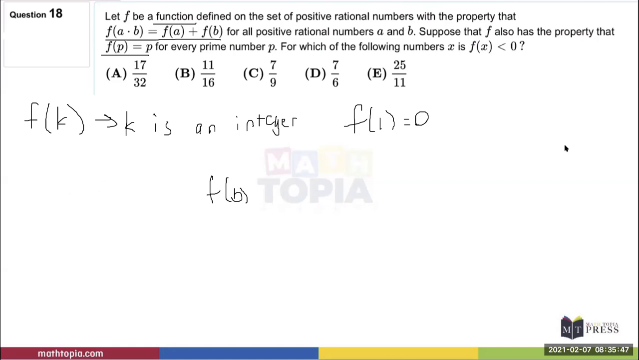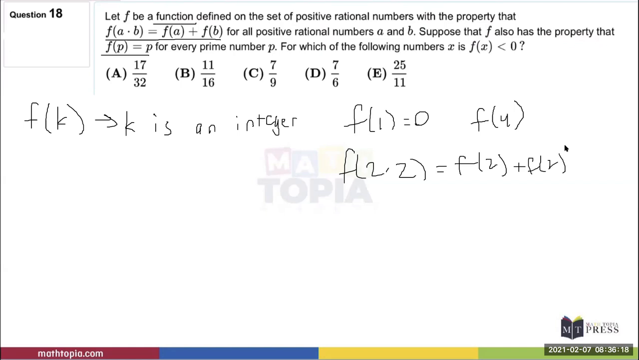So next up, we could try f of 2 or f of 3, but I'm not going to bother with them because we already know that f of 2 is 2 and f of 3 is 3, because f of p is p for any prime number p. So let's move on to f of 4. How would we figure out what f of 4 is? Well, 4 is equal to 2 times 2, so f of 4 would be equal to f of 2 times 2, which is equal to f of 2 plus f of 2. What is f of 2? f of 2 is 2. So f of 4 is going to be equal to 2 plus 2, which is equal to 4.